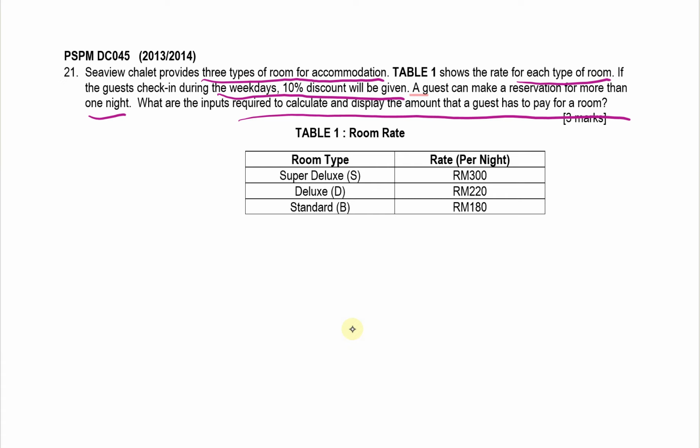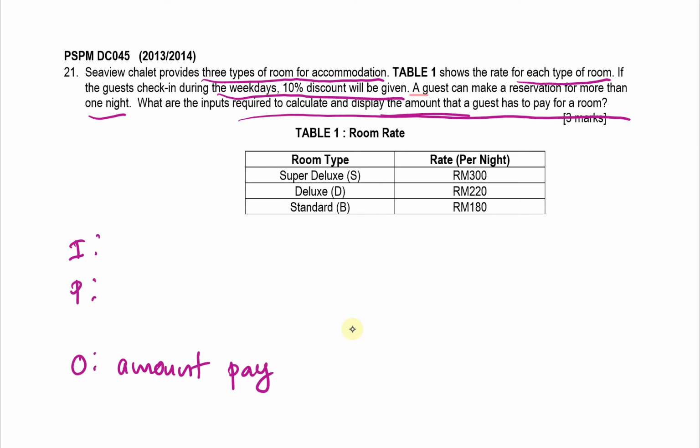So of course this one you have to identify what first? The output. So what are we going to get? So what are we going to display? Okay, so of course this one here is input, process and output. So of course this one is we are going to display the amount. So amount pay by a customer, or guest.